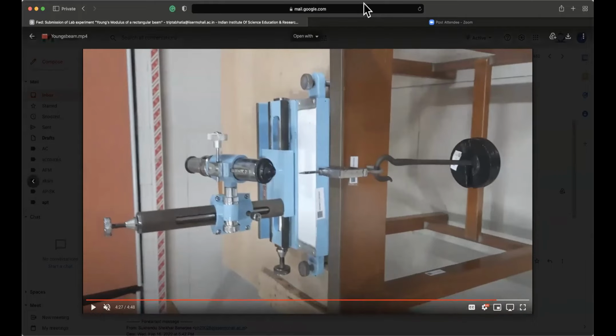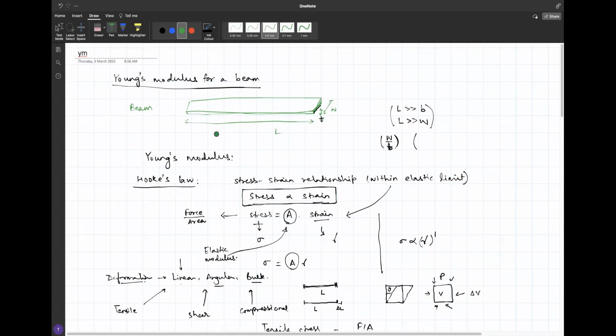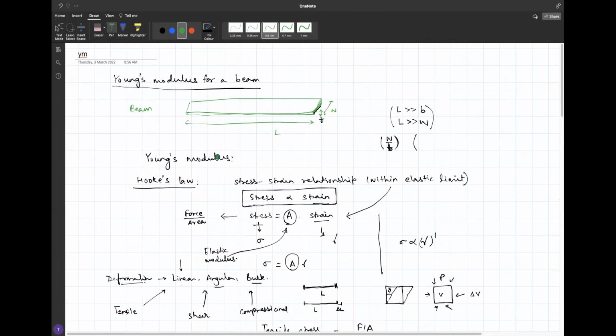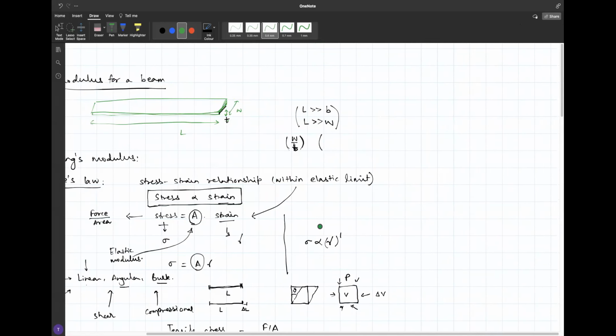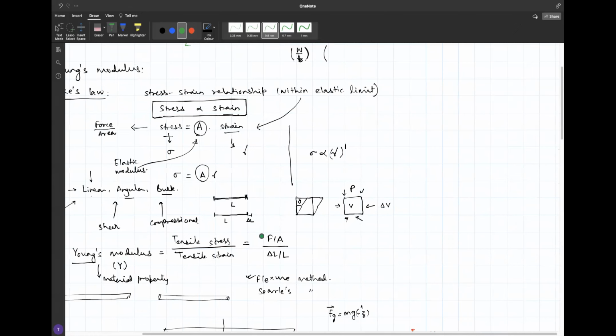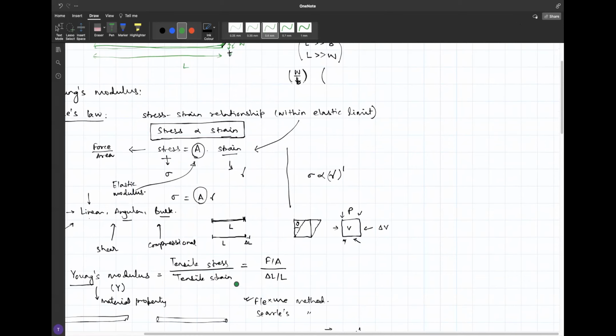let me go back to the whiteboard. So what did I tell you? I told you that we are in the elastic limit, right? So what does that mean? It means that now you know the force per unit area you're applying. You can measure the strain by looking at the depression. So strain is, in this case, delta L by L, and this is force per unit area. So you know what tensile stress you are applying and the corresponding tensile strain.